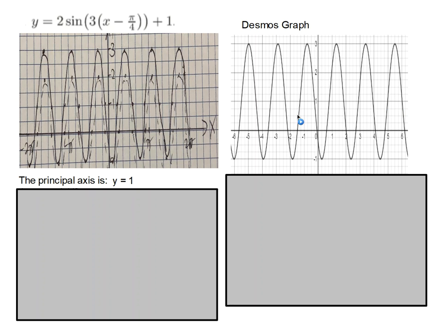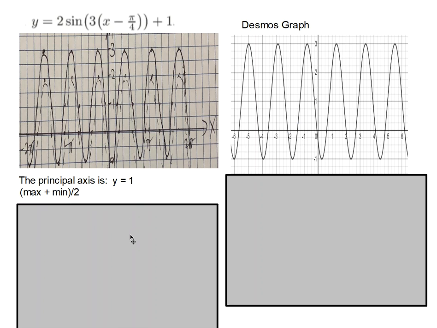And we also learnt that you could calculate that by max plus min divided by 2. In other words, 3 plus -1, which is 2, divided by 2 is 1. The principal axis is y equals 1.